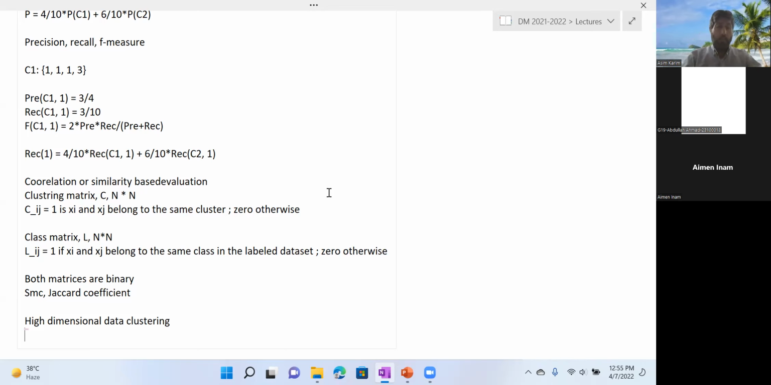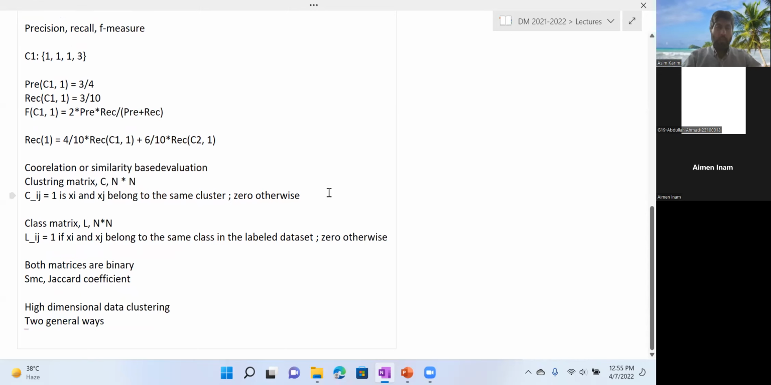Okay. So in such scenarios, if you really want to find clusters, there are two general ways of doing it. One is basically to apply a dimensionality reduction technique and then do the clustering.